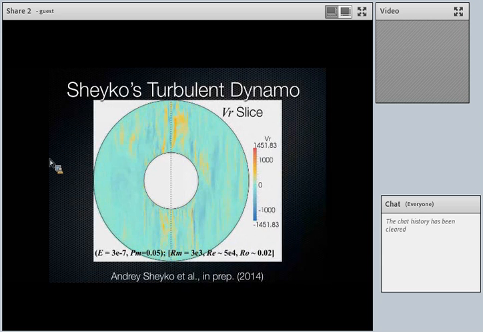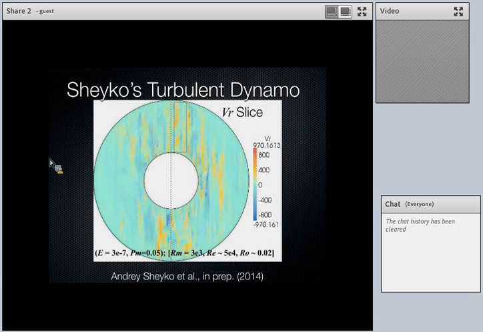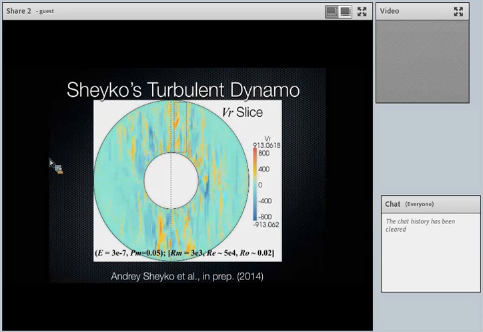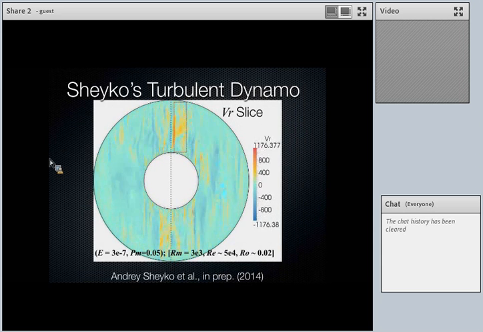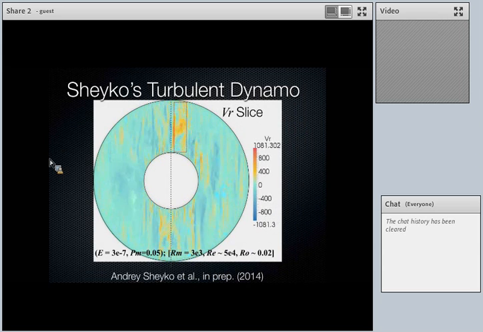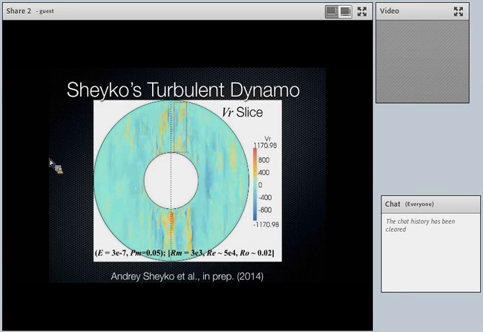Okay, so what about dynamo models? Are there any dynamo models that act at all like this? Well, there's really only one that I know of, honestly, and it's a model carried out by Andrey Sheyko, who's a graduate student at ETH. And he's run this model at an Ekman number of about 3 times 10 to the minus 7. And he's run it on, I think it's almost 1,000 processors for a year and a half. So for a long, long time, using a large supercomputing grant in Switzerland.